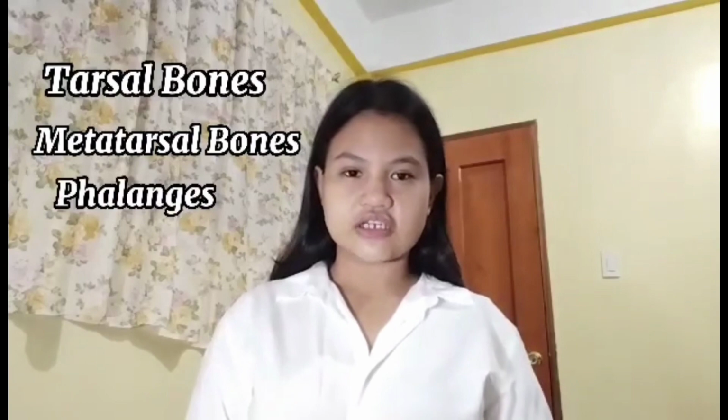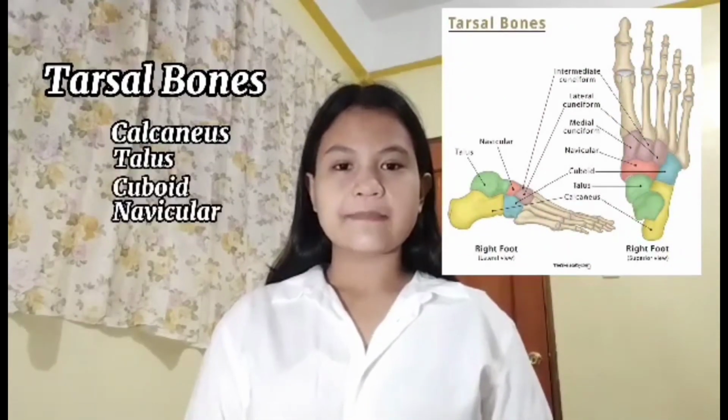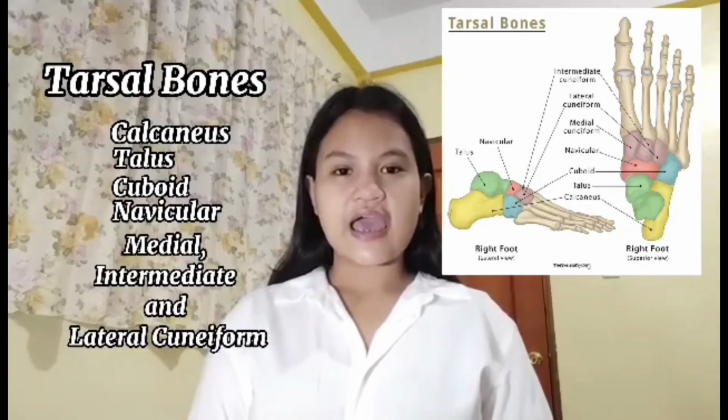My name is Maudgeyam Adangi and I will be discussing the tarsal bones, metatarsal bones, and the phalanges. Tarsal bones are the bones of the ankle. The posterior half of the foot is formed by the 7 tarsal bones, and these are called calcaneus, talus, cuboid, navicular, and the medial, intermediate, and lateral cuneiforms.